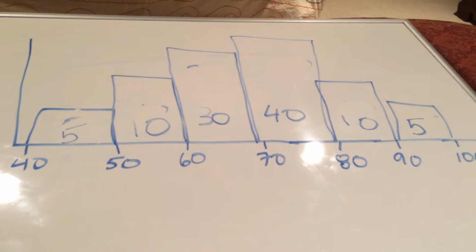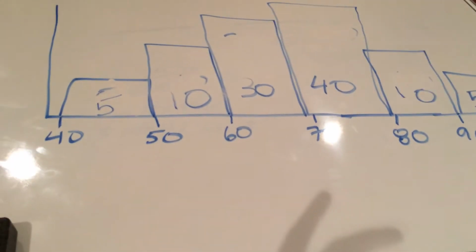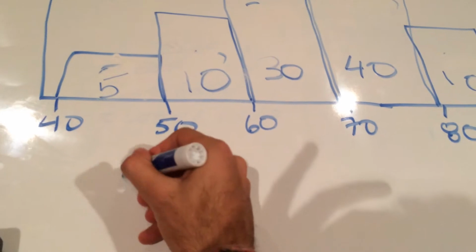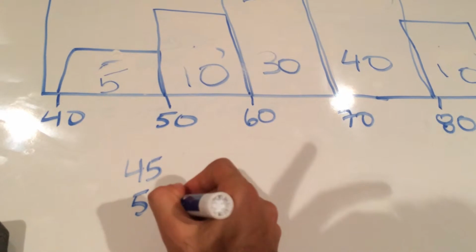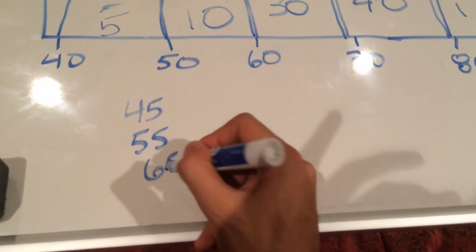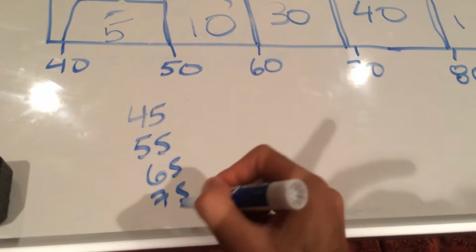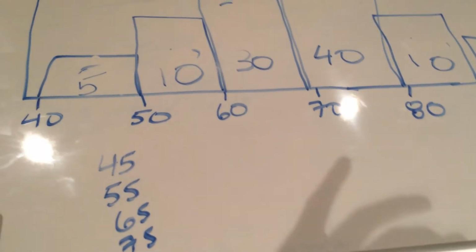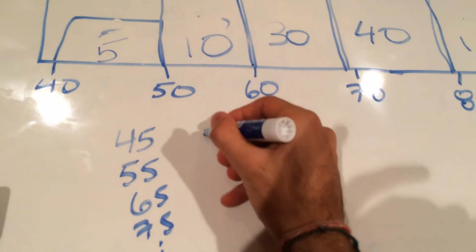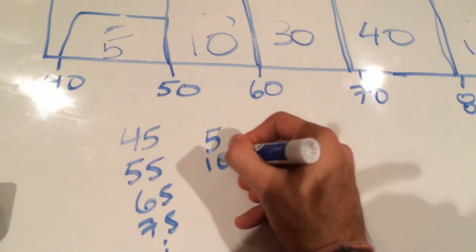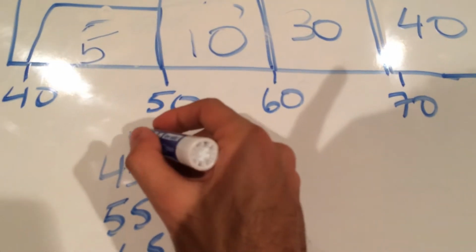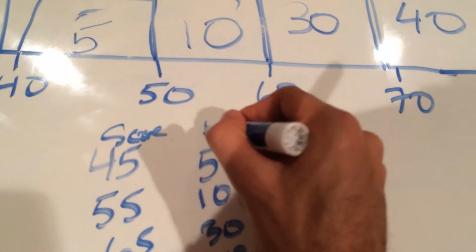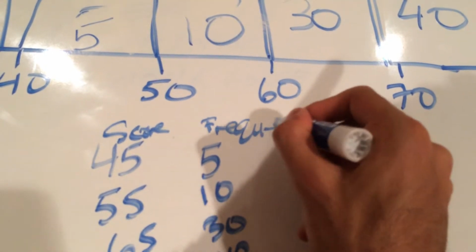This is where I'm going to go to my calculator. And I'm going to say in list 1, or in the spreadsheet, column 1, I'm going to put 45, halfway between 40 and 50, 55, 65, 75, and so on. And then in list 2, I'm going to put the frequency. So there's 5 of these, about 10 of these, 30 of these, 40 of these, dot, dot, dot. So this is the score and frequency.